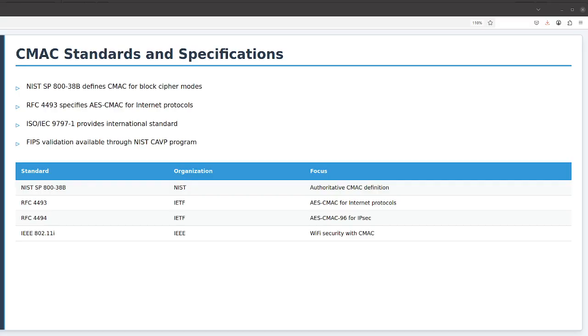For IEEE 802.11 wireless networks, the IEEE 802.11i standard incorporates CMAC for protecting management frames. This prevents various attacks on Wi-Fi networks and is part of WPA2 and WPA3 security. Understanding how CMAC fits into these standards helps when securing wireless networks in enterprise or cloud environments.